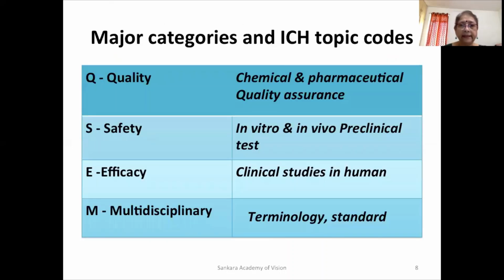So the major categories that they identified were quality, safety, efficacy, multidisciplinary. In each category, you had the topic codes. And these topic codes for quality was chemical and pharmaceutical quality assurance. Safety, it was for in vitro and in vivo preclinical testing. And efficacy was clinical studies in humans. And this is where we are going to concentrate in this talk. Multidisciplinary is all about quality of the data that you get, the use of electronic data, softwares, etc.